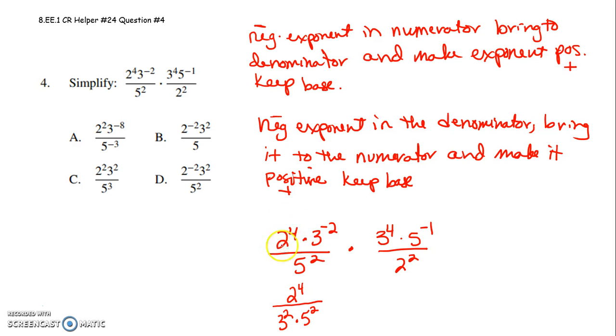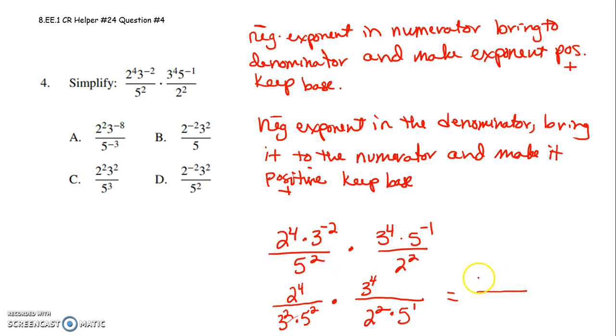So I kept my 2 to the 4th right where it was because that exponent was positive. I kept my 5 to the 2nd right where it was because that exponent was positive. But because this exponent is negative, I bring my 3 downstairs and make that exponent positive. Keep your multiplication sign. Here, 3 to the 4th power, that's a positive 4. I leave it where it is. 2 to the 2nd power, it's a positive exponent. I leave it where it is. But because this is 5 to the negative 1 power, I drop it downstairs and make it 5 to the positive 1. Now I'm just going to rewrite them all as a single fraction.